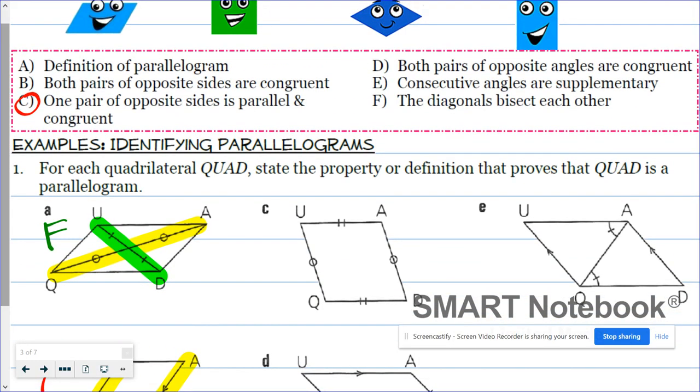For C, I see that the tick marks are indicating that the opposite sides are congruent. Thus, we have a parallelogram. Reason B, both pairs of opposite sides are congruent.